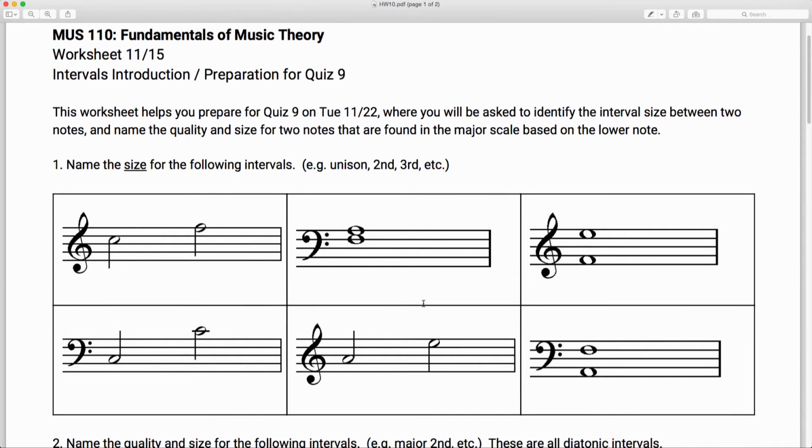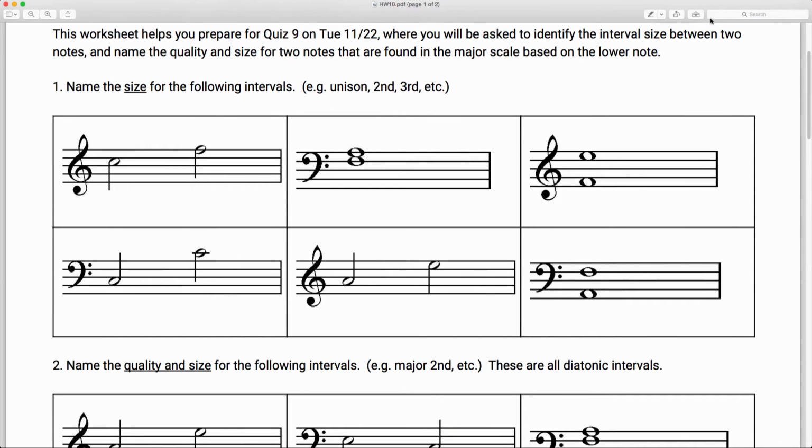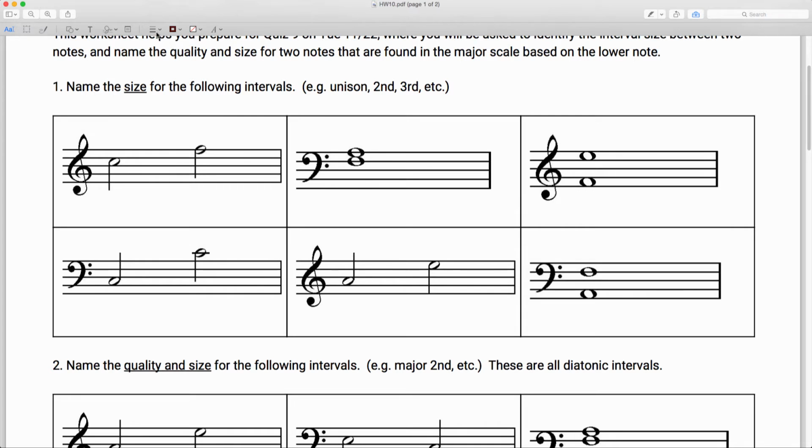So let's take a look at this worksheet. First, I need to figure out the size of the intervals, which is the number part. Okay, and I'm gonna write this down as well. So here's a worksheet.